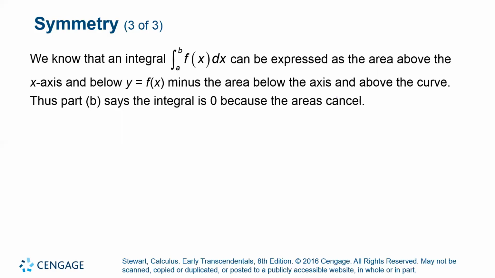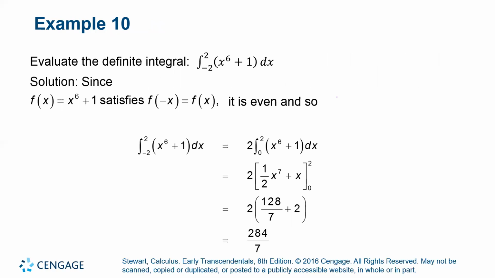All right, here's an example. I only apply this when I have -a to a, so here -2 to 2. So then I need to check. This is my f of x, x to the 6 plus 1. Is it even or odd?